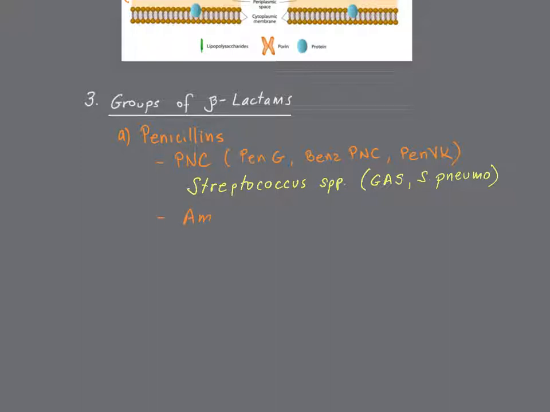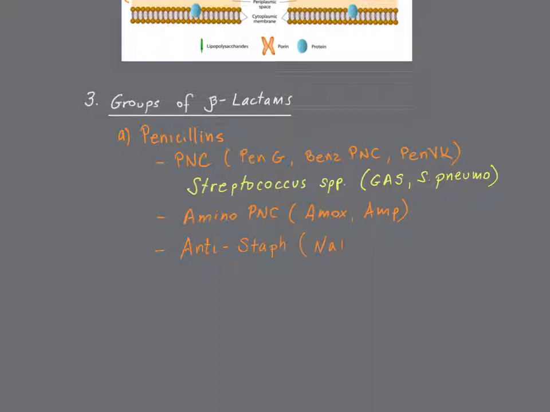The second group in the penicillins are called the aminopenicillins. These are essentially your amoxicillin and ampicillin. These are antibiotics that have a longer half-life, so they can be given less frequently than the penicillins, and they are better tolerated orally.